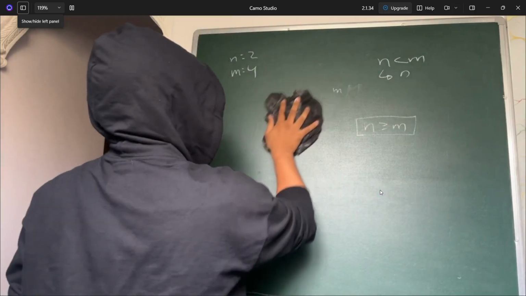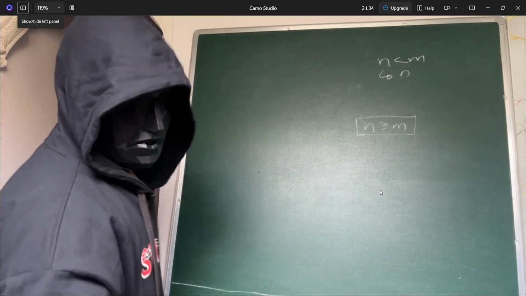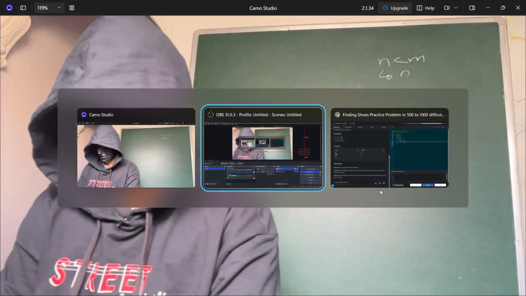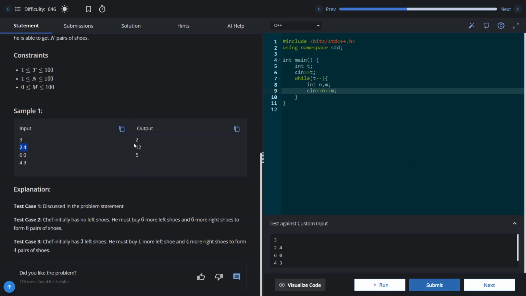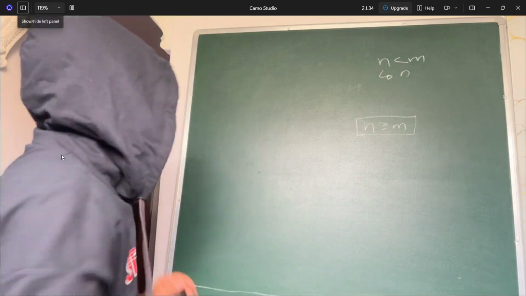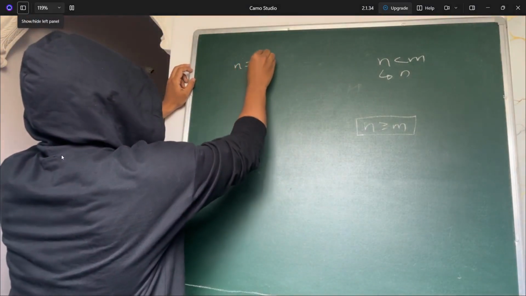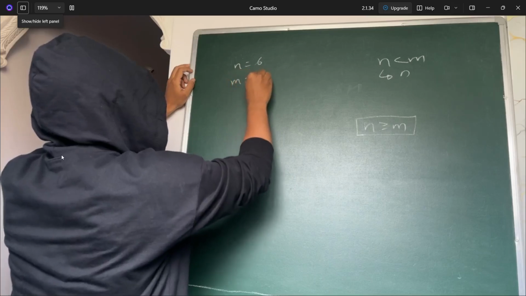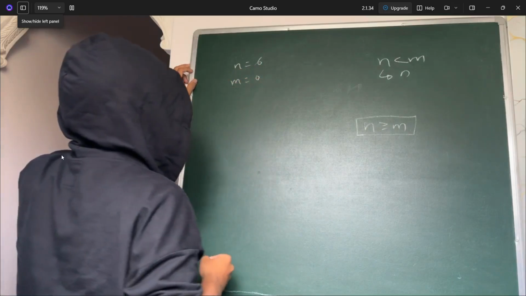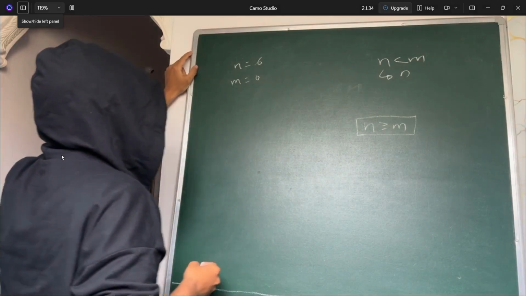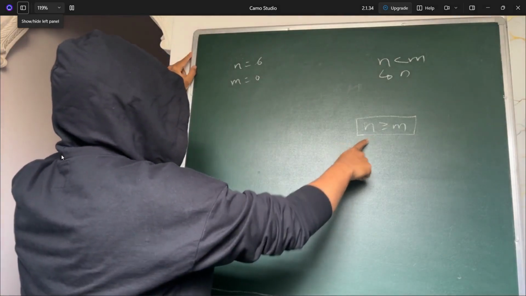Now let me take another example and explain it. In this case I said the answer will be n, which is true. We have 6 comma 0. N is 6, m is 0, which means he doesn't have any pair of shoes. So in this case, n is greater than or equal to m.